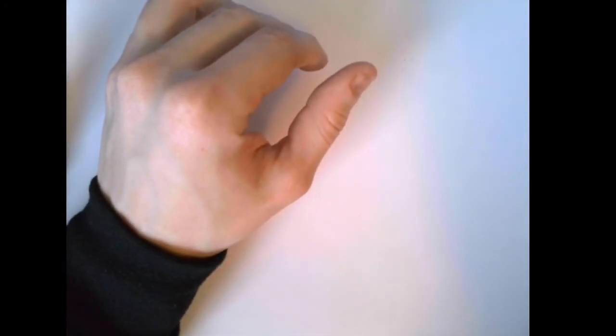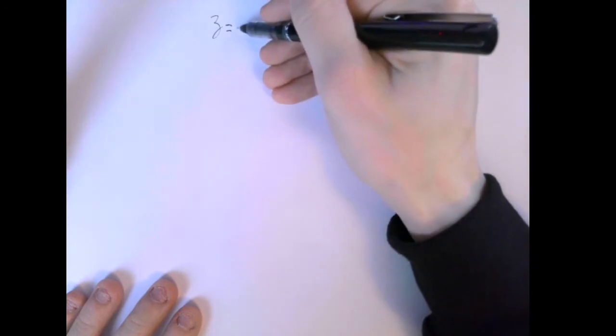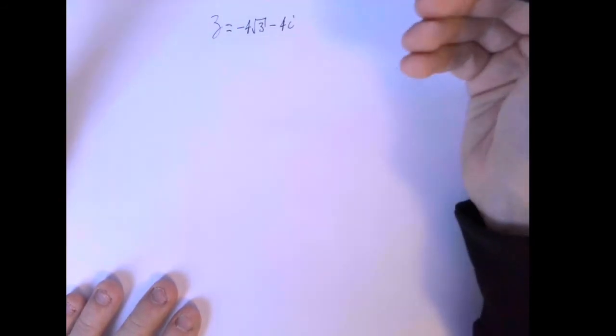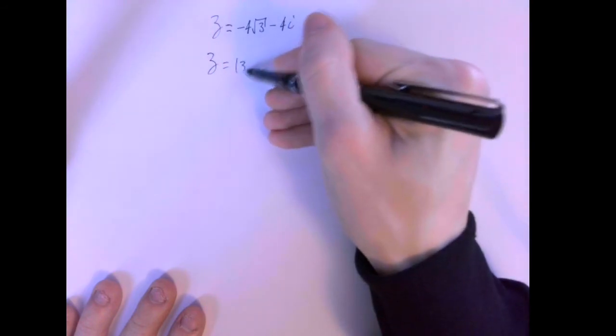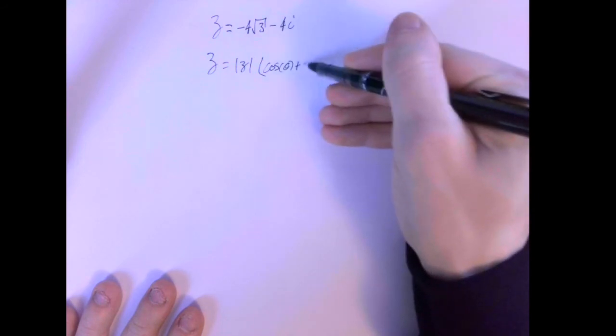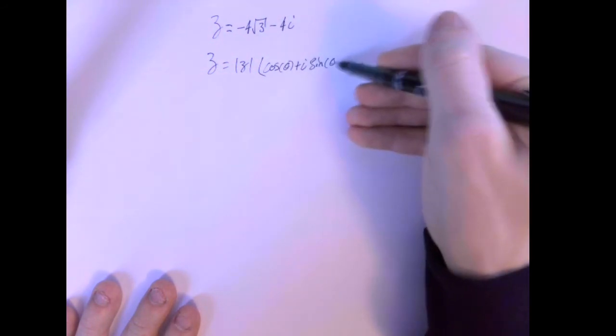So now that we know our argument and our modulus, we can completely put it into trigonometric form. So we get a new paper, we'll set this paper aside, and we'll write down our original problem, right? It equals -4 square root of 3 minus 4i. And we want this in trigonometric form, which is in the form of z equals the absolute value of z, the modulus, times cosine of theta plus i sine of theta.